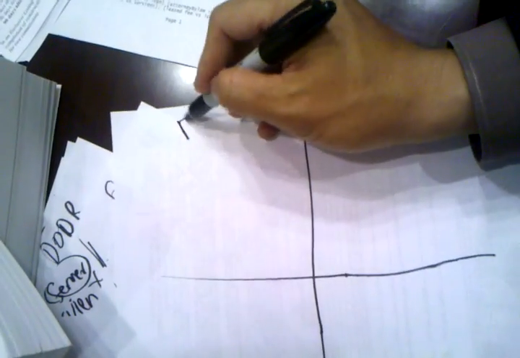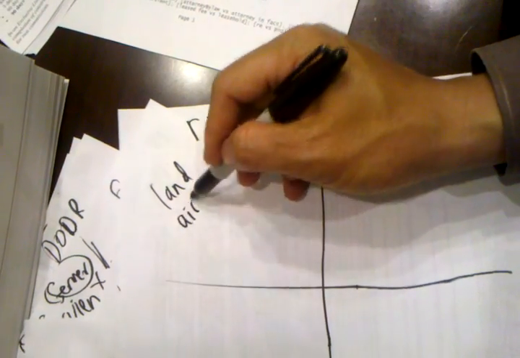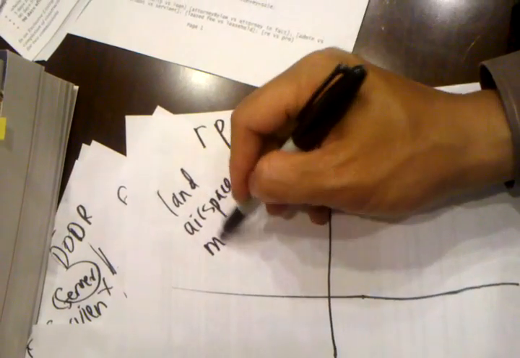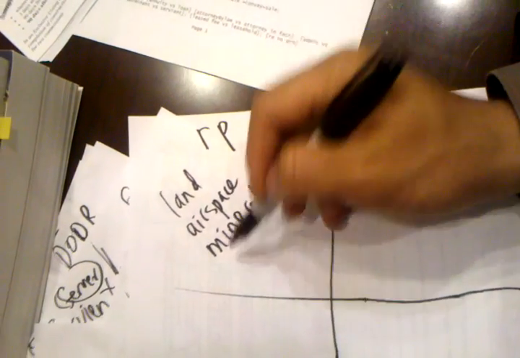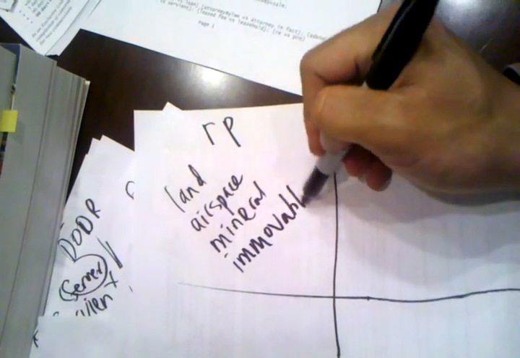The real property has this. First of all, we draw a chart here. Hold it for me. This is called real property. We know that land, airspace, and mineral are real property. Like fixed, immovable, these are the keywords for land.